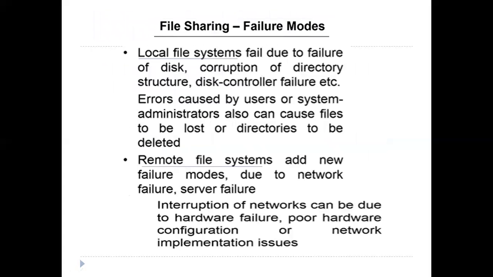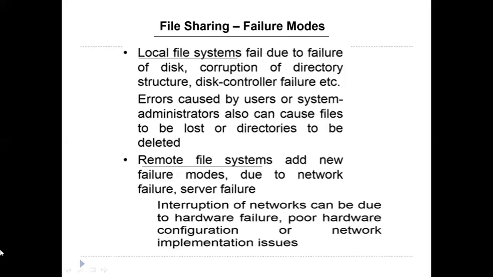Next, we'll talk about whether, when I am sharing a file, we really come across different kinds of failures, right? Yes, for sure, when I am sharing files, we would come across some kind of failures. Local file system failed due to failure of disk, corruption of directory structure, disk control failure, etc. So when I say I'm sharing a file, there could be a failure. Why? Either your disk got corrupted where your file was, or the directory structure in which you had saved that file got corrupted, or the disk controller itself failed, right?